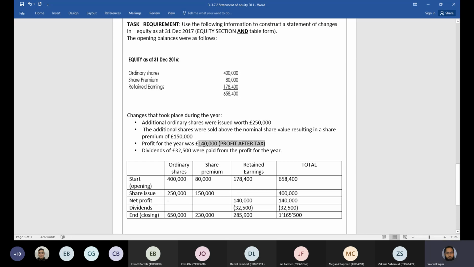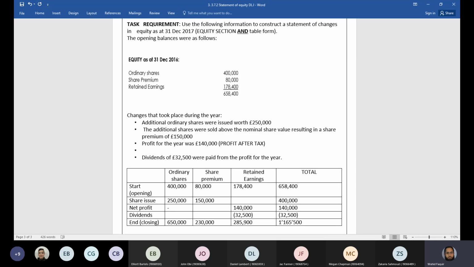The examiners are telling us that profit after tax is 140. Now, they could have tricked us in a sense. Perhaps they could have said tax is, I don't know, 30,000. Of course, then that would change. For us though, when we put it into our SOCIE table, we don't take that figure of 140, we'd have to take the tax off. In this case, we haven't got that complication.